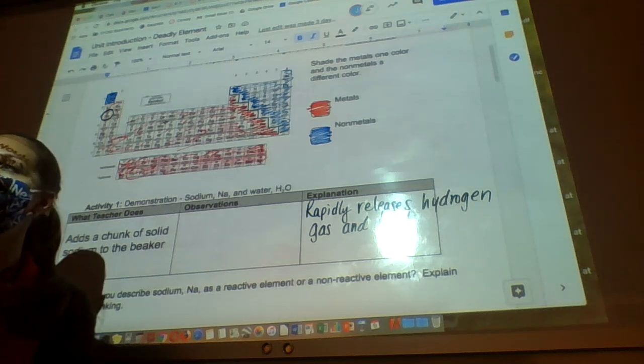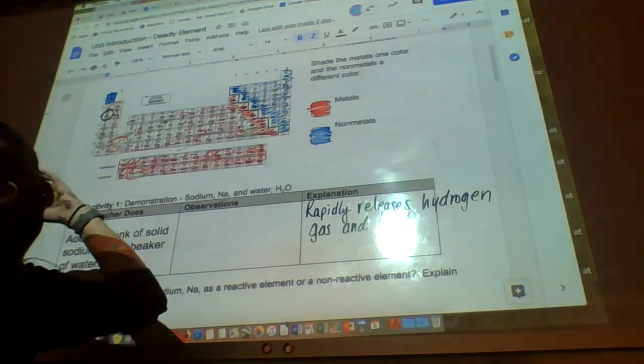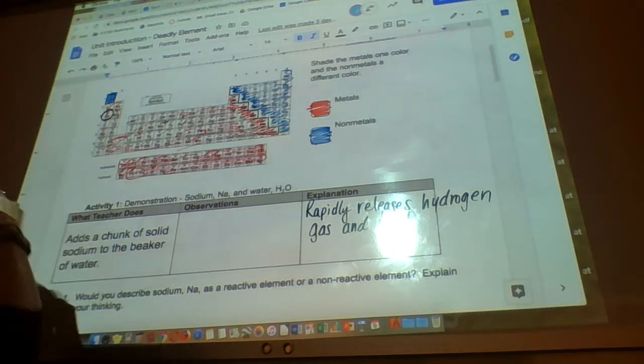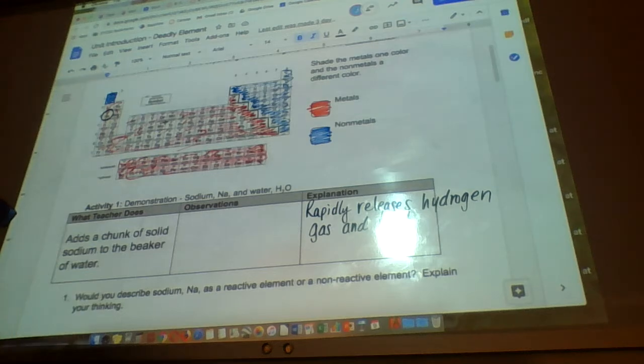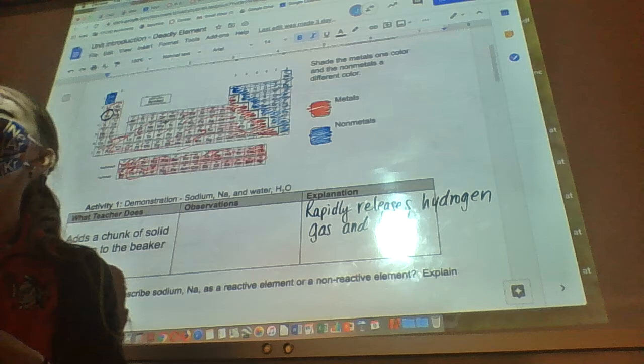Remember the very first day of school demo, the Hindenburg. What do you know about hydrogen gas? Yes, it floats. That's why it was used for the Hindenburg, but it's also extremely flammable.